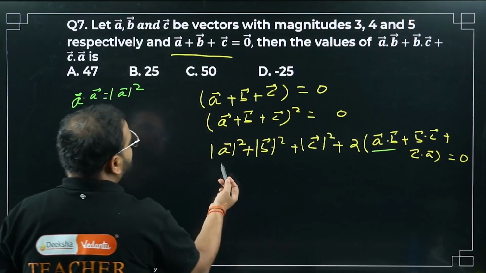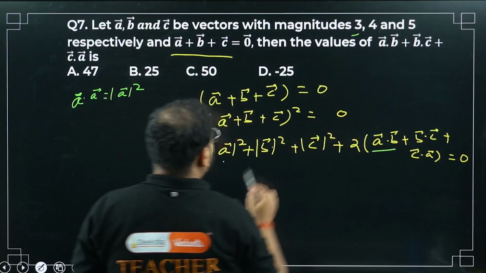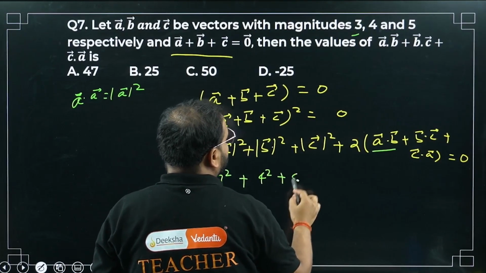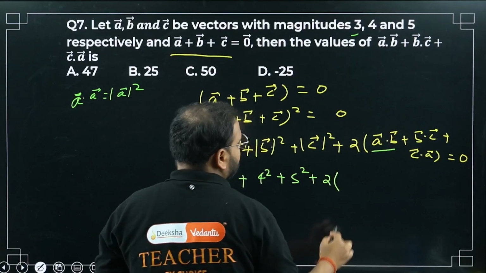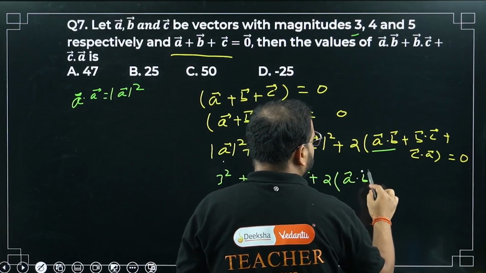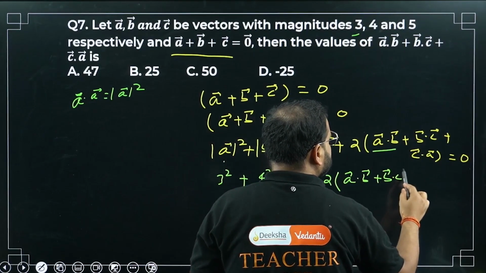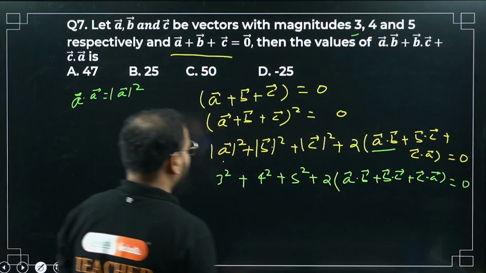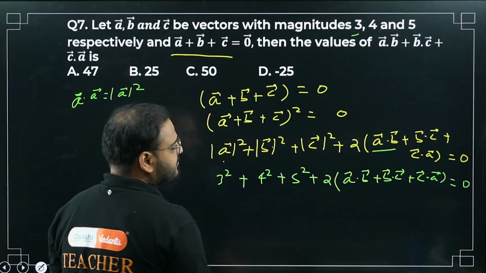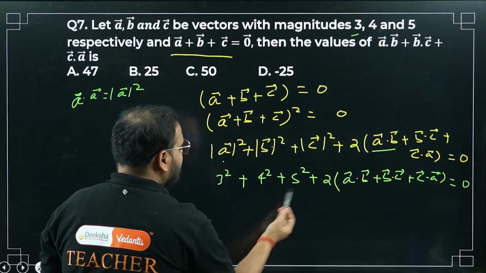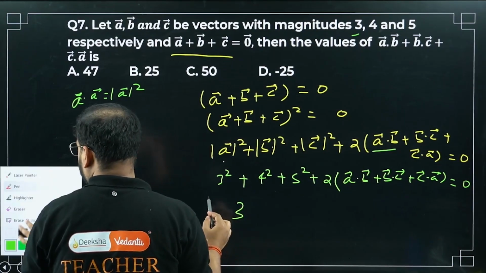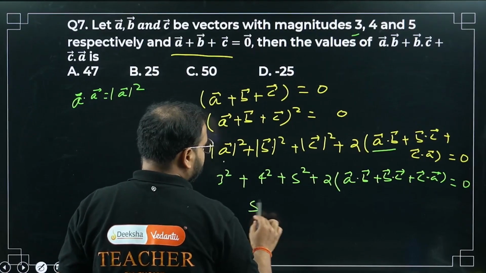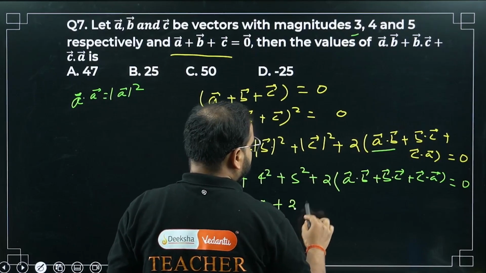Chaliye. They have given the mod of A is 3, so 3 square is what? Simply like this, 4 square over here and 5 square over here. The same thing, I'll write A dot B plus B dot C plus C dot A equals to 0. Please have a look. 9 plus 16 plus 25 is 50. This is going to be 50 and this whole thing will remain as it is.